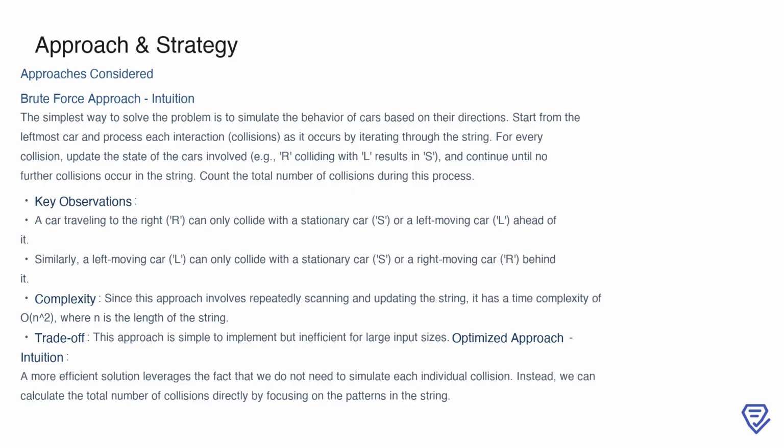While this approach is straightforward and easy to implement, there are a couple of key observations to note. A car moving to the right can only collide with a stationary car or a left-moving car ahead of it. Similarly, a left-moving car can collide with a stationary car or a right-moving car behind it. However, the trade-off is that this approach has a time complexity of O(n²) because we repeatedly scan and modify the string. This makes it inefficient for larger inputs.